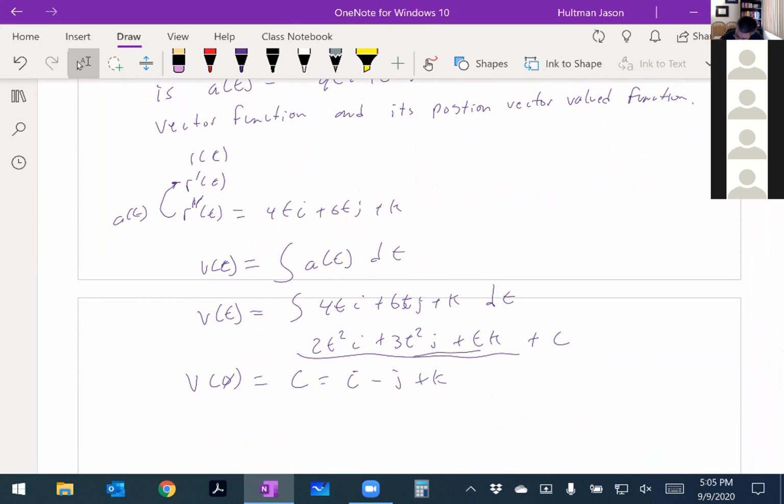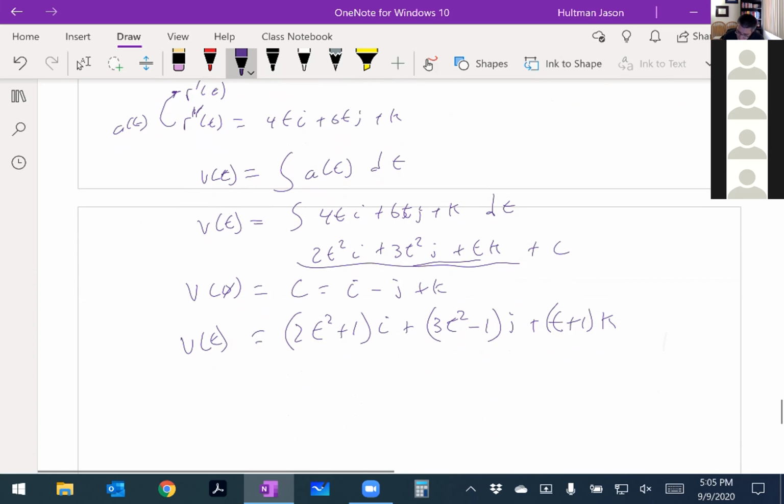So I know that this is going to be 2t squared plus 1 i, plus 3t squared minus 1 j, plus, sorry, this is t plus 1, k. Okay, so this is v of t.